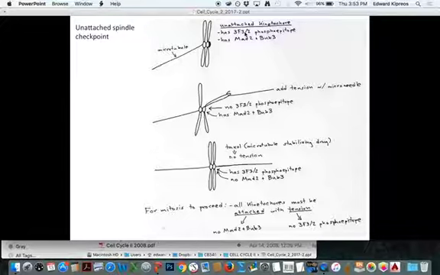And we actually saw an example of that, a chromosome that got attached way late and came in way late in that movie that I showed. So why would you need to have tension?